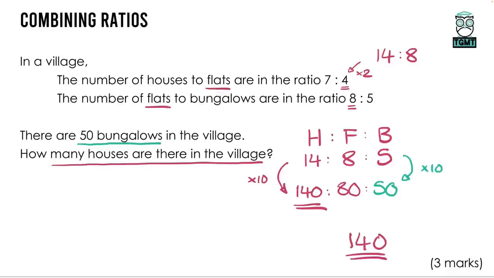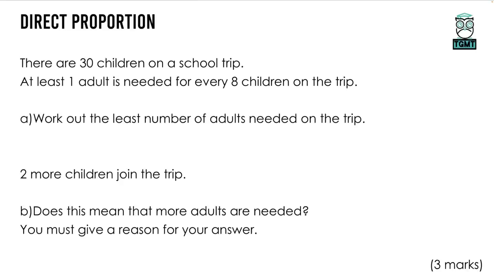Just having a look at that number, that thing that is in both ratios, and making sure that that number is the same in both, so that you can put it all together and form what we call a 3-part ratio. Looking at some direct proportion, here in context, it says that there are 30 children on a school trip. At least one adult is needed for every 8 children on the trip. Work out the least number of adults needed on the trip.